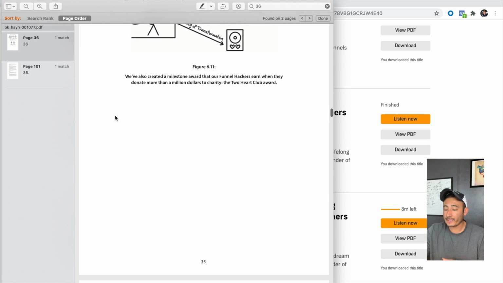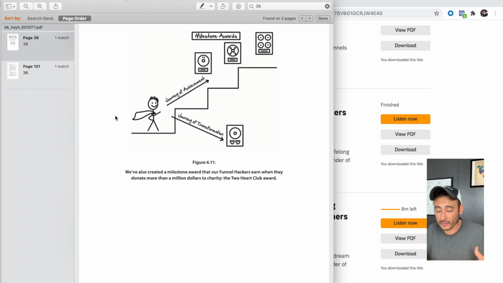This is not the entire product. They just kind of show you the pictures throughout the book, but of course I listen to it when I'm on the road.